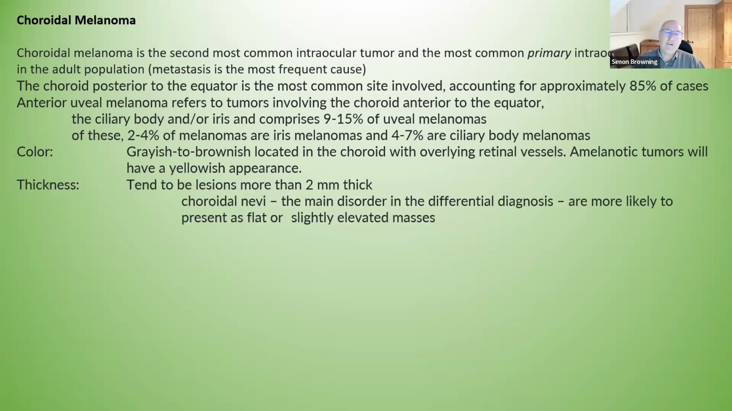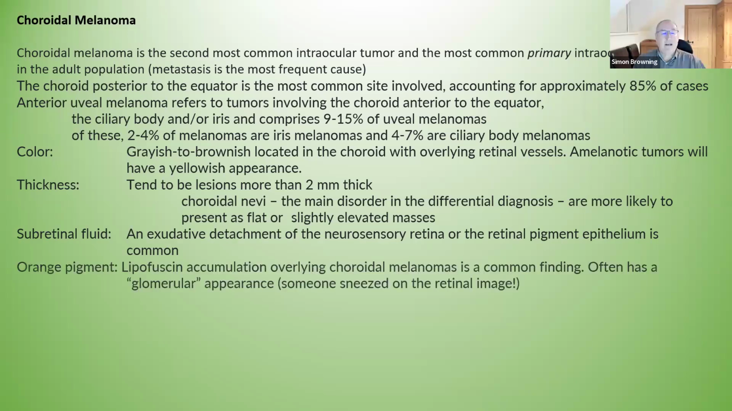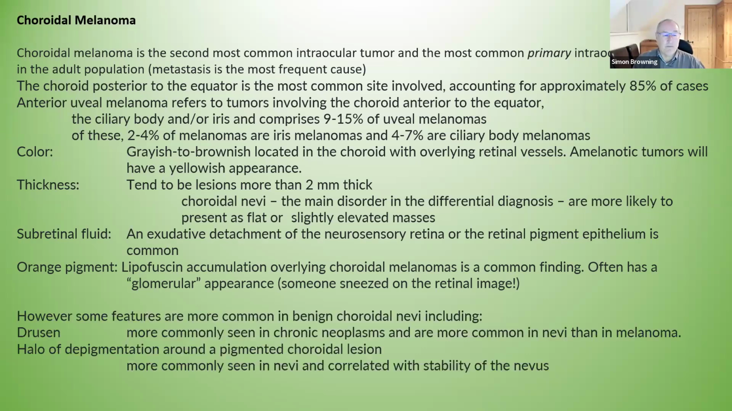So they're greyish to brownish. They're located in the choroid with overlying retinal vessels. Some are amelanotic, and I've always been surprised just how many melanomas do not have pigment. They tend to be more than 2 millimeters thick. They have subretinal fluid as they progress. And this orange pigment, the lipofuscin accumulation over choroidal melanomas, is a common finding. I always say think of it as somebody sneezed on that retinal image.